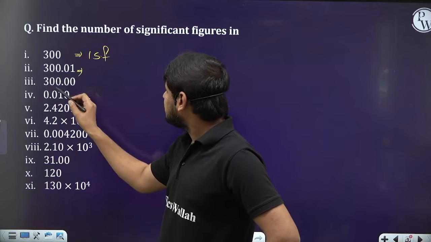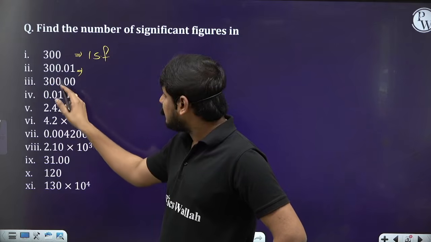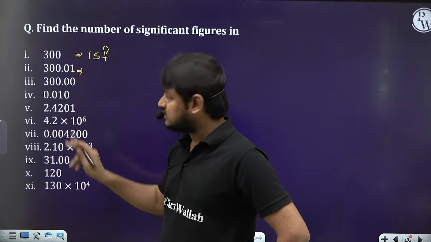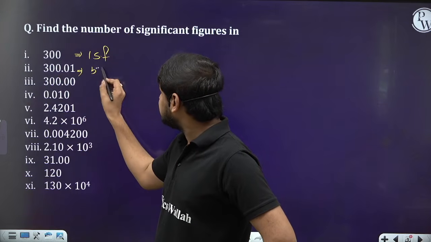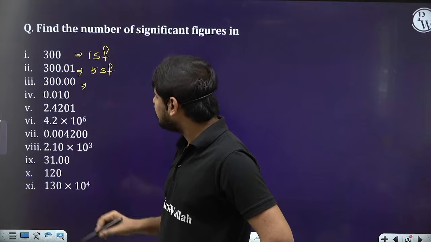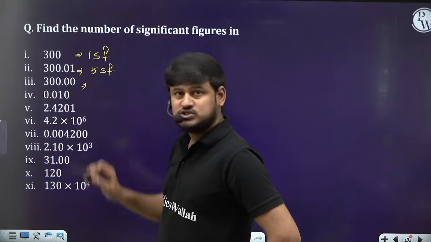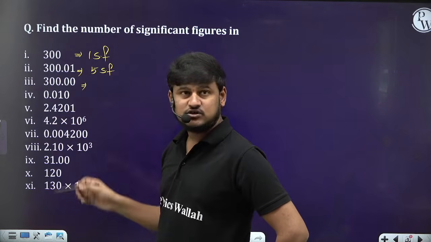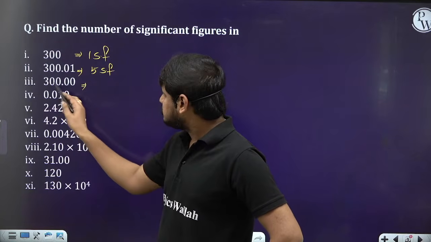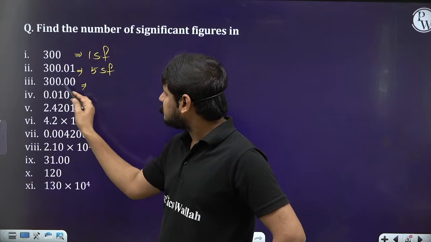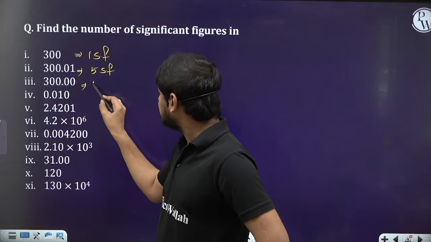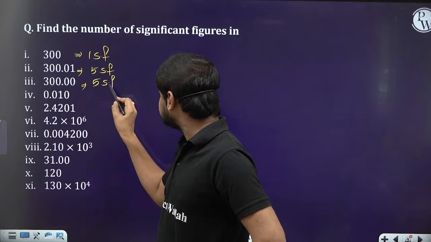Whereas here, 3 is significant. After the decimal we have 0, 1, so this is also significant. That's why there are a total of 5 significant figures. What about this one? After the decimal, 2 zeros are significant, right? Ending zeros after the decimal are significant. That's why 3 is also significant. Between two significant figures, whatever digits lie there are significant. So a total of 5 significant figures here also.